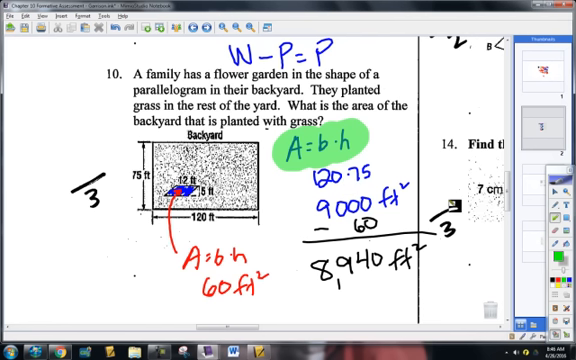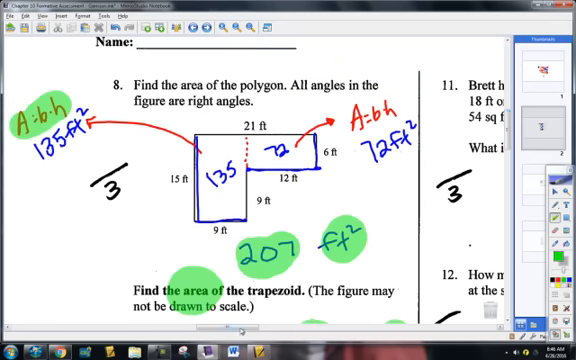So, 3 points here. You had to have area equals base times height written at least one time. You had to have 8,940. You had to have feet squared. Everybody good with that? You seeing what my expectations are here? Okay, good. Let's go to number 11.